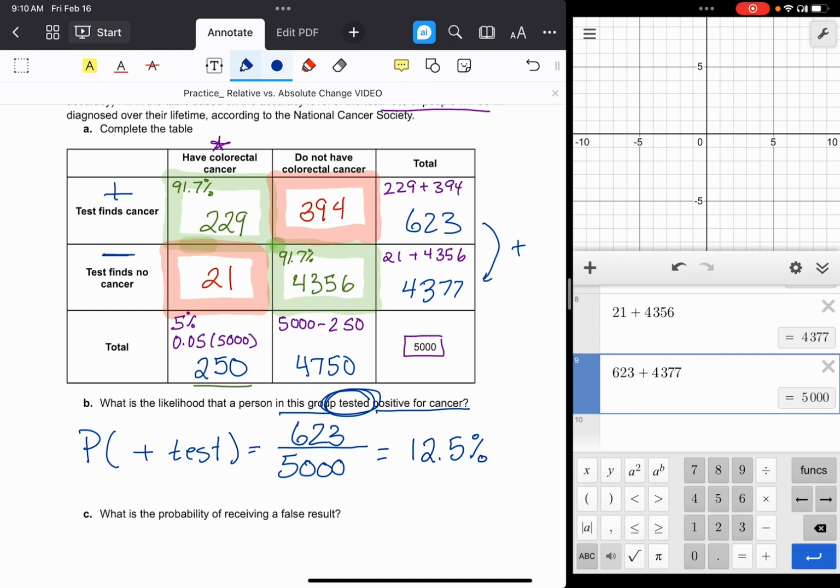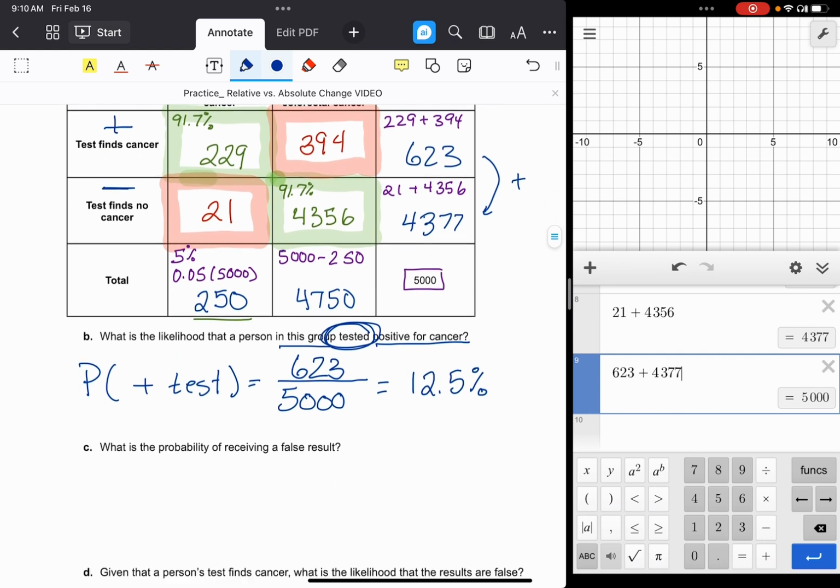At this point, I'm not going to show putting the fractions in the calculator and getting out percentages. I think we've done that enough times that we should feel pretty confident. I want to focus more on where I am getting the values from. All right, the next one.